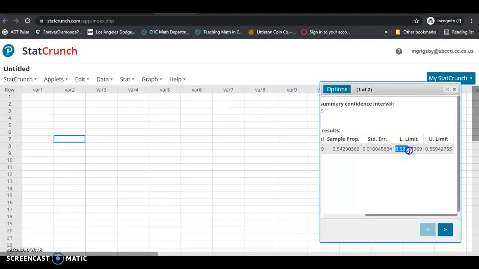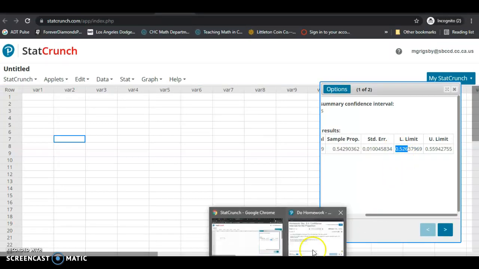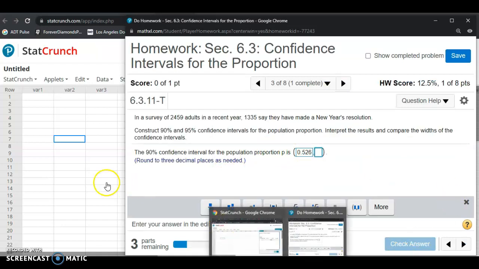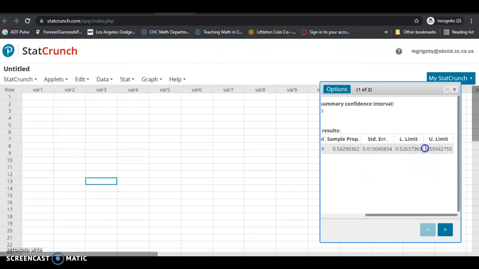We're going to round these to 3 decimal places. So the lower limit is 0.526, and then the upper limit is 0.559.